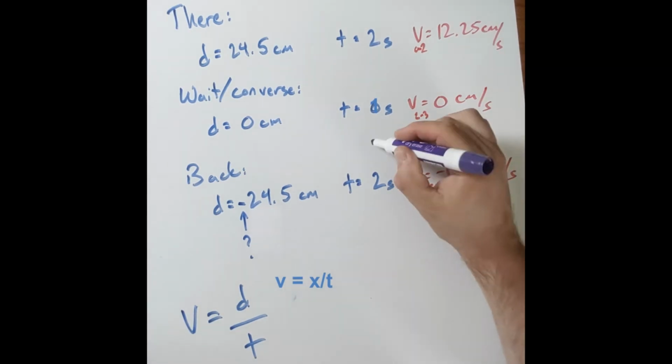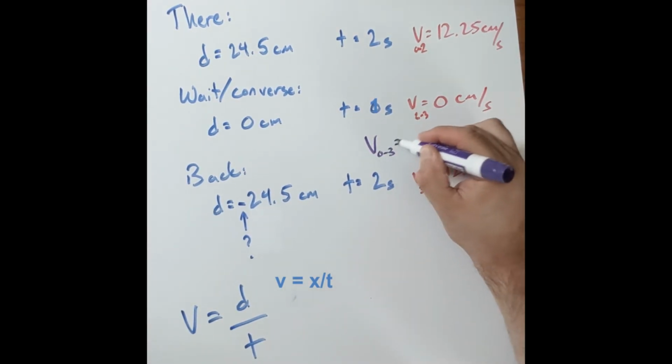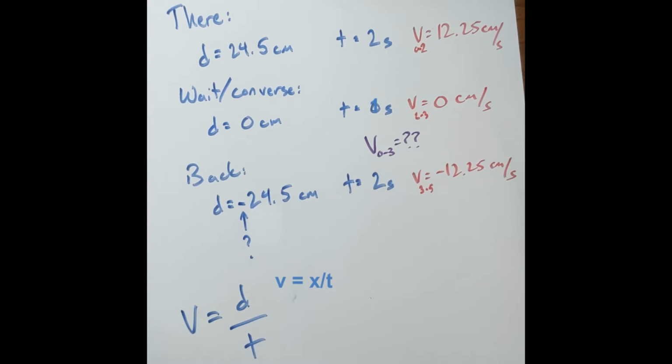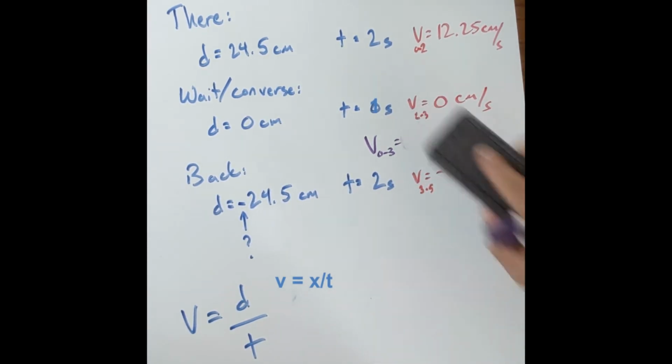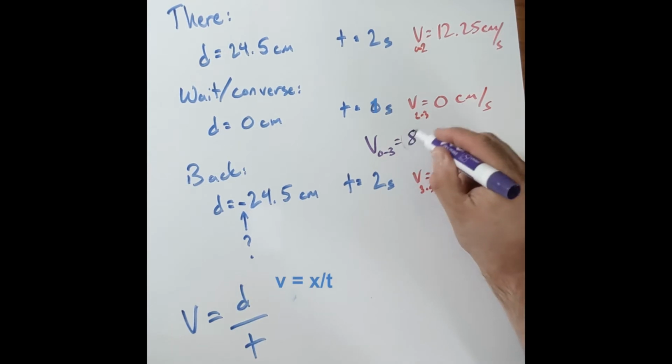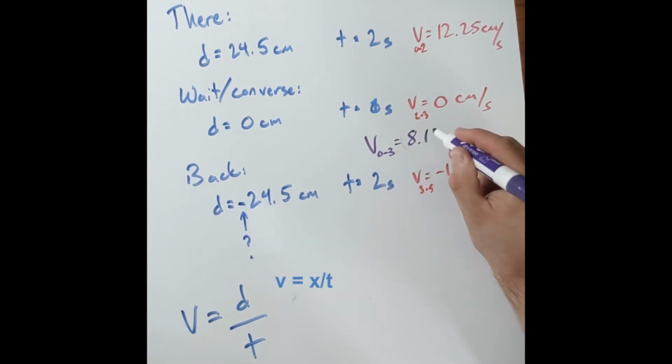So what is his velocity from 0 seconds to 3 seconds? To get that, all we have to do is take his total distance traveled so far, 24.5 centimeters, and divide by the total time so far, 3 seconds. And that, of course, is 8.17 centimeters per second.